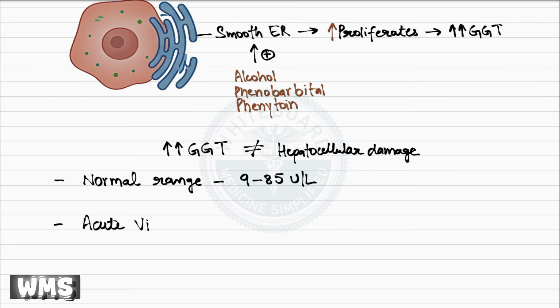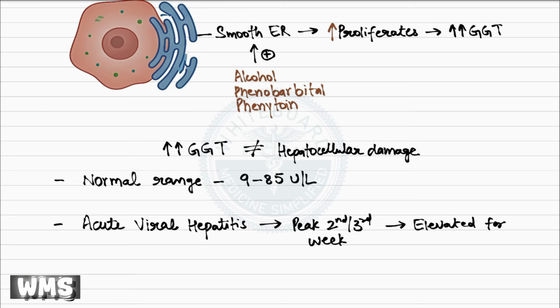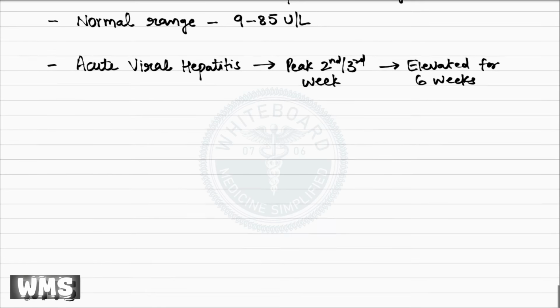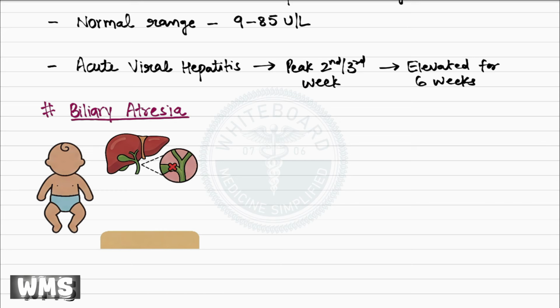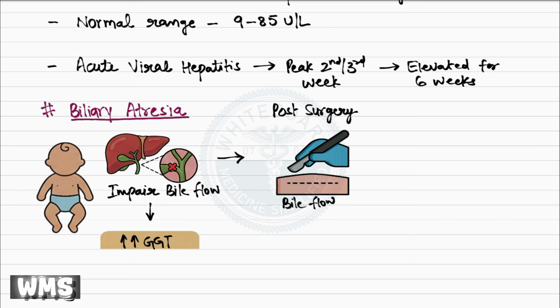In acute viral hepatitis, GGT levels typically peak during the second or third week of illness and may remain elevated for up to 6 weeks in some patients. An infant with biliary atresia has obstruction or absence of the bile ducts, which leads to impaired bile flow or cholestasis. And because GGT is produced by biliary epithelial cells, this results in a marked rise in GGT levels. When the infant undergoes surgical treatment and bile flow improves, GGT levels usually start to decrease, reflecting recovery.